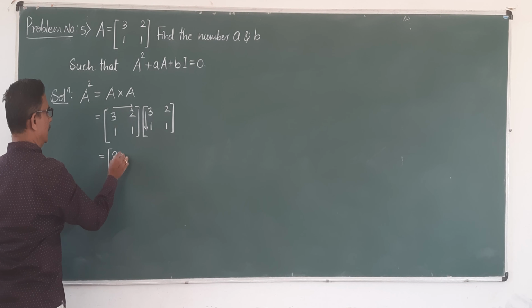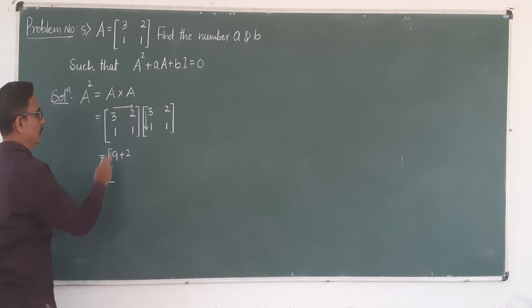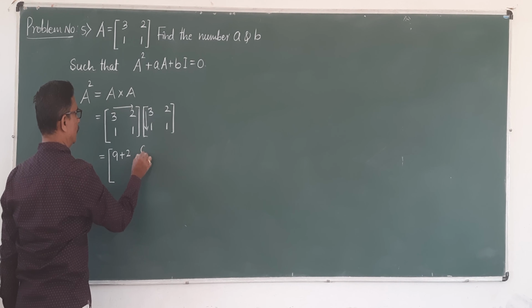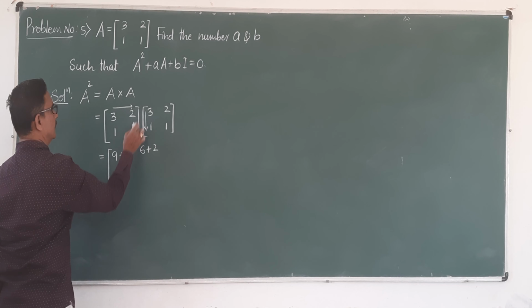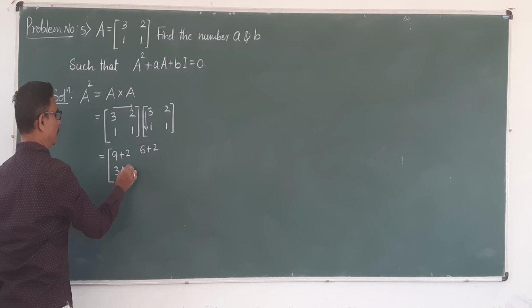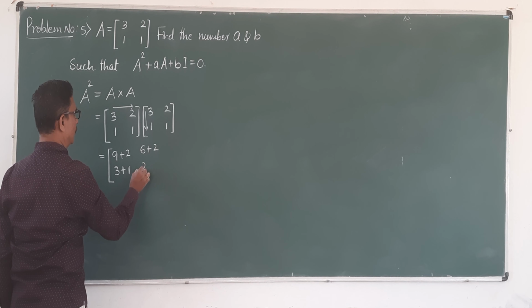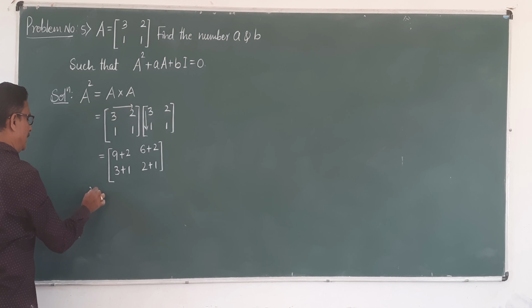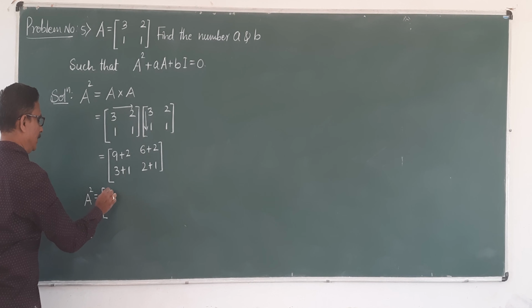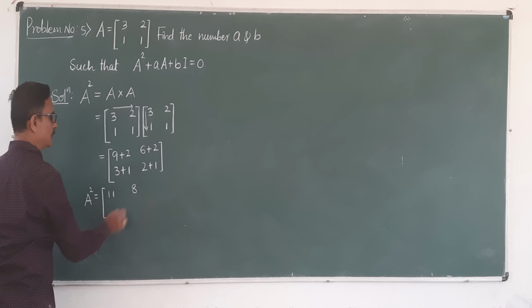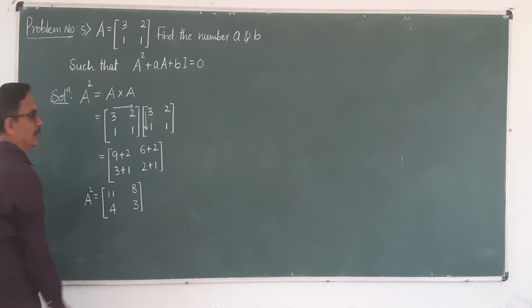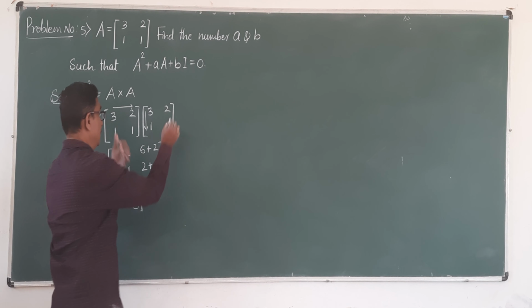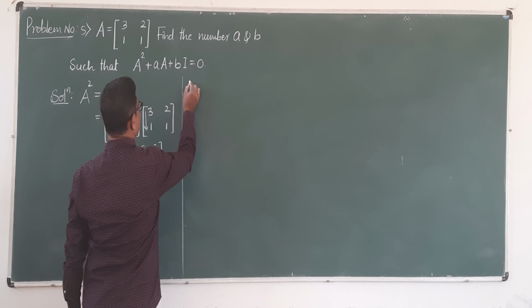3 into 3 is 9, 2 ones are 2, right? First row by second column 6 plus, second row by first column 3 plus 1, second row by second column 2 plus 1. So A square is equal to 9 plus 2 is 11, 6 plus 2 is 8, 3 plus 1 is 4, 2 plus 1 is 3.